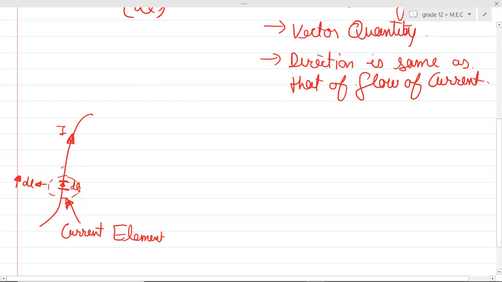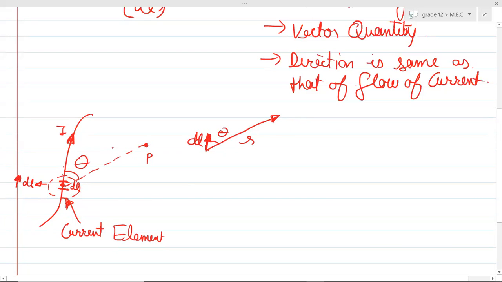Now, what is the magnetic field due to this current element? Suppose I need to find the magnetic field at a point P, which is at an angle theta with the current vector. The current element was having this direction and the r vector was having this direction. If I say the angle between them is theta, then, first of all, do you remember method 2 in the last class which we discussed?